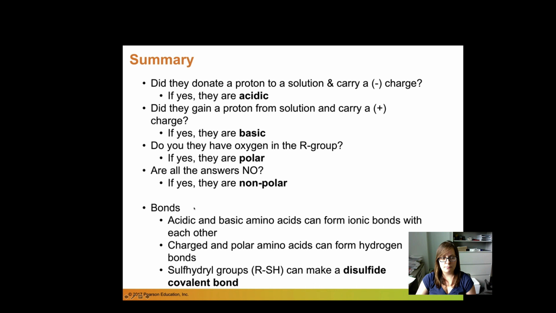And bonds are formed because of these groupings. So acidic and basic amino acids can form ionic bonds with each other. Charged and polar amino acids can form hydrogen bonds with each other. And the sulfhydryl groups can make disulfide covalent bonds. So that's just how we group the R groups and how they participate in bonds. And in the next podcast, I'll talk about structure.